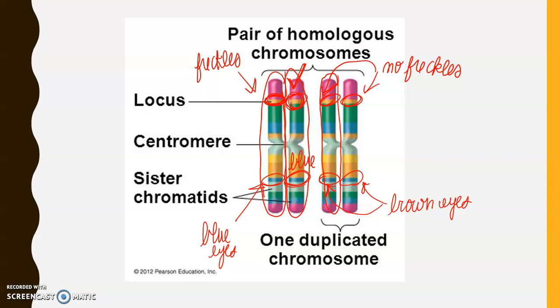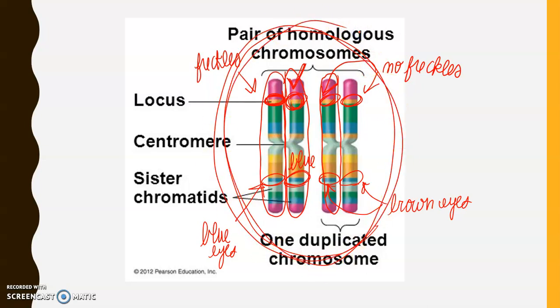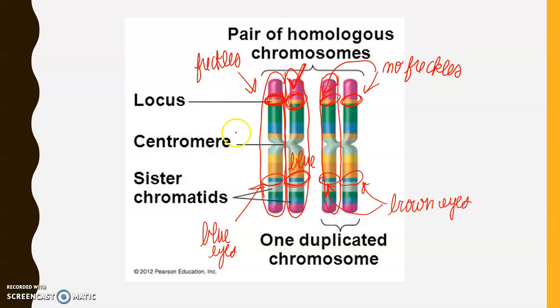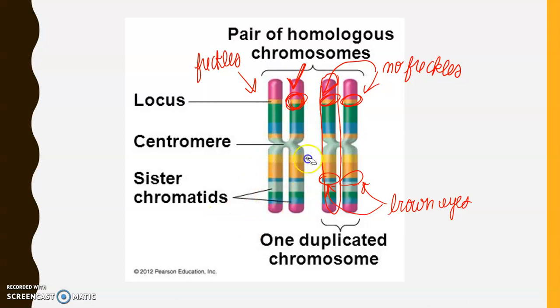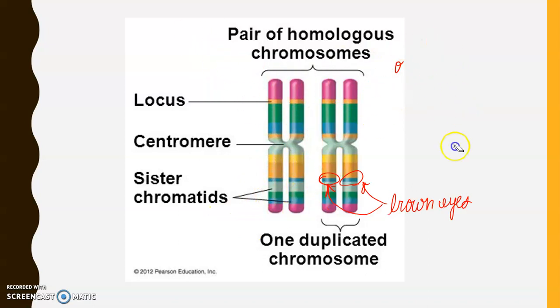The difference is with our homologous pairs. So this whole big picture right here of these homologous pairs, in this case, this guy says freckles and blue eyes, and this one says no freckles and brown eyes. The alleles are different. The information is the same, but the versions of the gene, or the alleles, are going to be different. Now, in metaphase of mitosis, the way that these guys are going to line up, instead of lining up side by side like they are right here, they're going to line up one on top of the other.